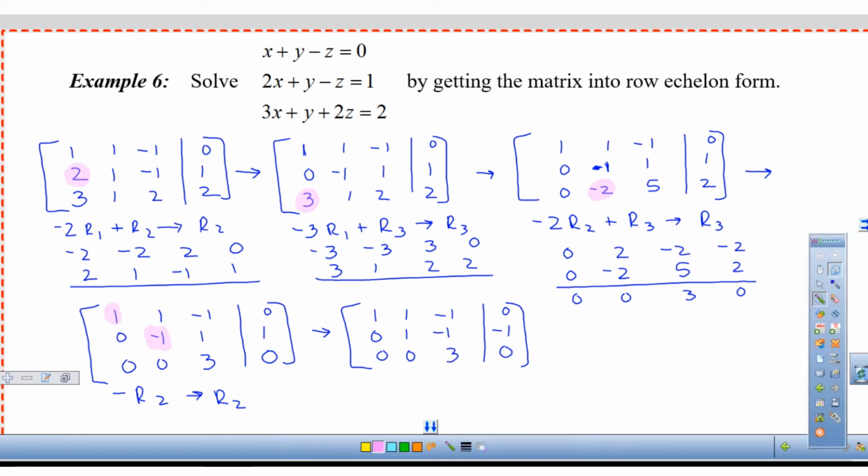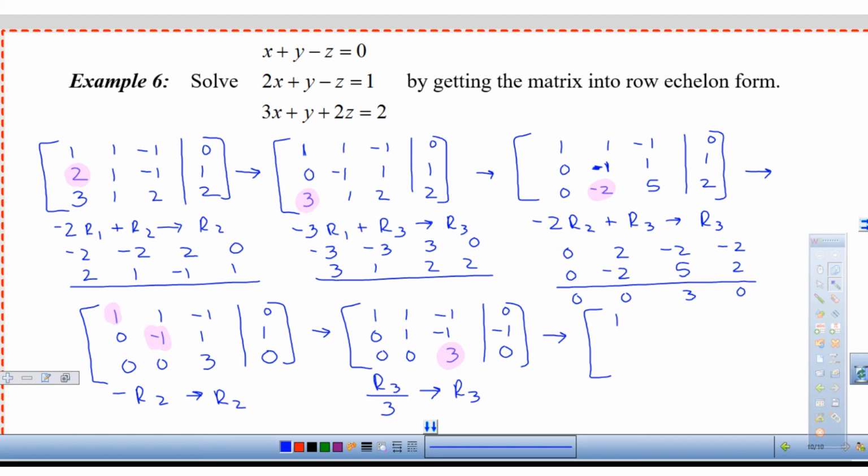Okay, now watch this and remember this. I need to turn that into a 1, right? All I have to do is divide by what's there. 3 divided by 3 gives me a 1, right? So I'm going to go row 3 divided by 3 gives me my new row 3. You can divide by a number. You can't divide a row by a row.